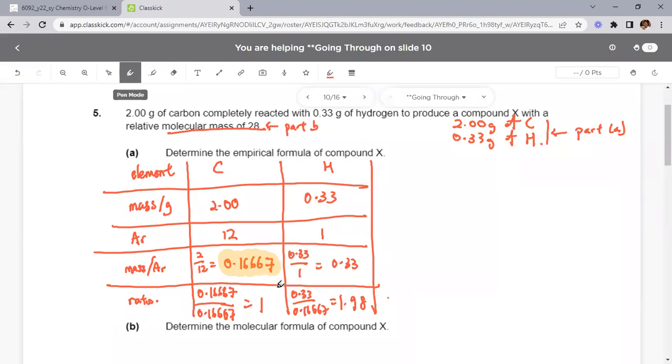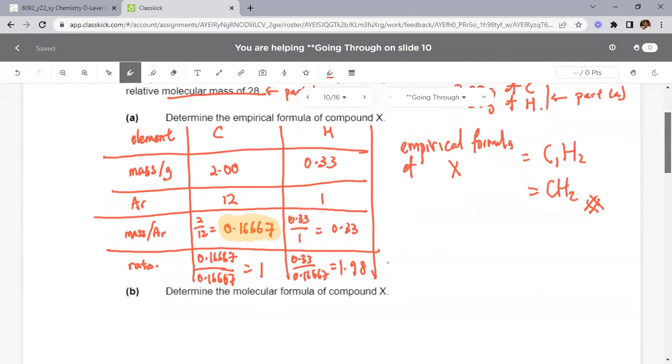Can I round up? The answer is, if it is very, very close to the whole number, yes, you can round up. So 1.98 is still all right. You're going to make a judgment call here. In this case, following the steps, you get 1 and 1.98, so you know this is a very clear-cut empirical formula. So please complete it: the empirical formula of X is C1H2, so CH2. This is the empirical formula for X.